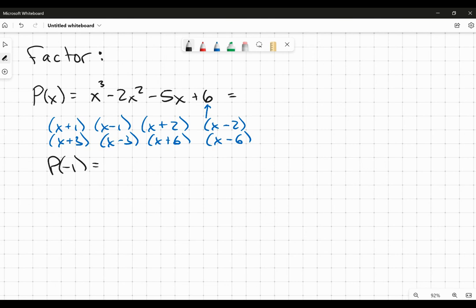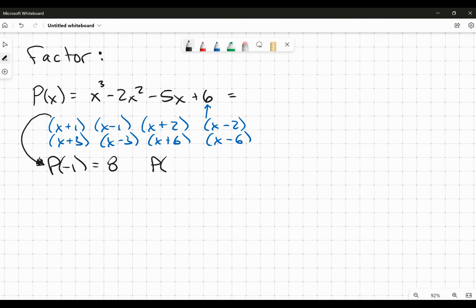And remember, what I'm looking for here is a number that makes that binomial equal to 0. And when I plug that in, what I'm going to get as a result is the remainder when I divide that polynomial by x plus 1. Okay, that's just how the remainder theorem works. And if I plug -1 into that, it turns out I'm going to get positive 8. So that's the remainder when you divide that polynomial by x plus 1, which just isn't very helpful here.